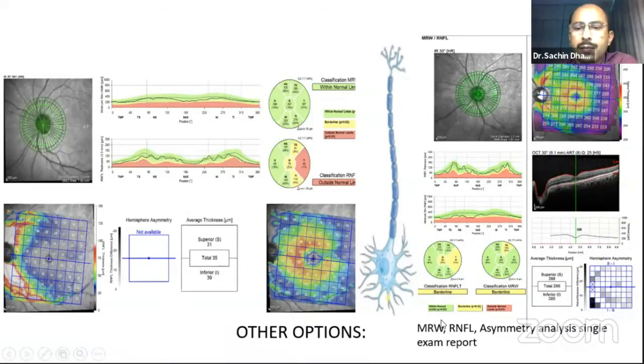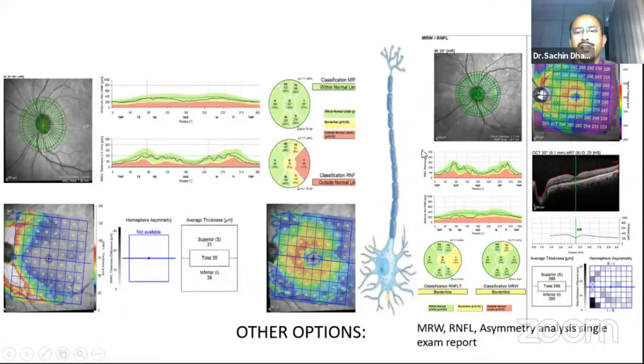You have the MRW RNFL asymmetry single analysis, where you have the macular thickness map asymmetry, which can detect early changes in glaucoma. So when you have these three maps, you have the disc, you have the RNFL, and you have the macula all in one. Exactly as I told you, the entire neuron in one picture.